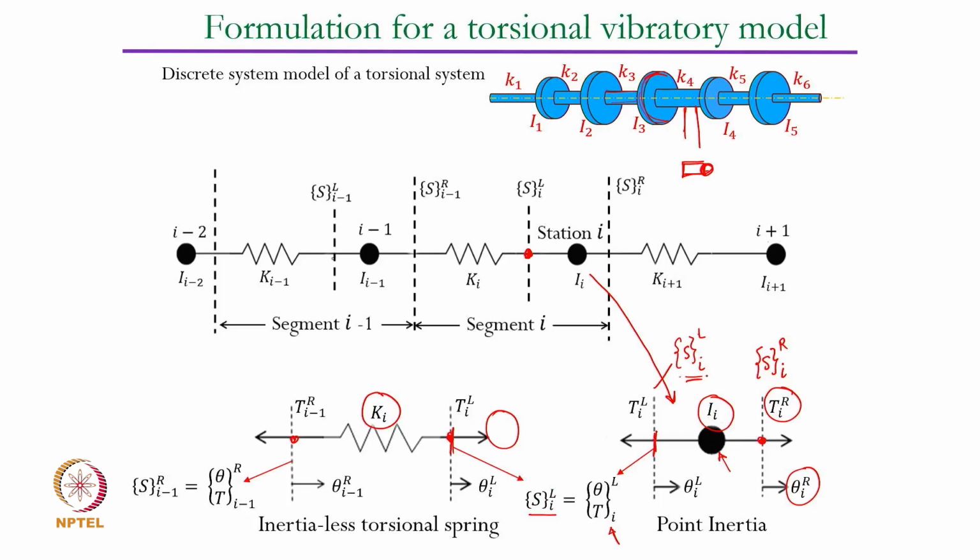There are torques which act on both sides of the inertia element, and of course on the two ends of the spring element. Similarly, there is a twist at this location, and there is a twist here, theta R I minus 1, and together the torque and the twist, these two state variables, define the state vector. That is a very simple and straightforward process here.